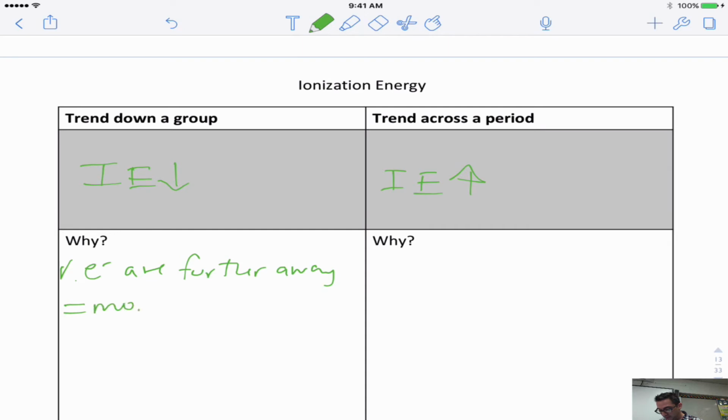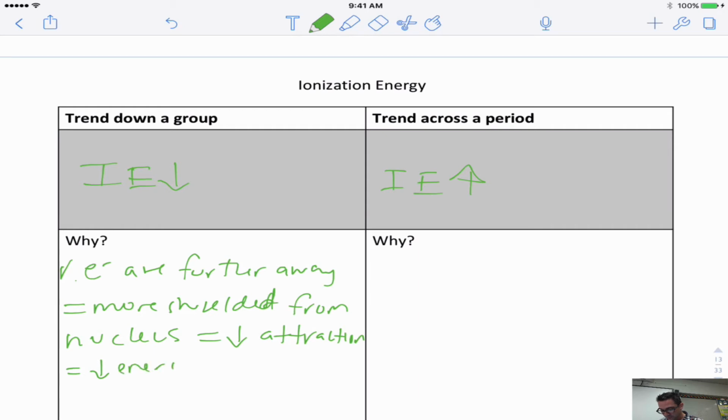They're more shielded from the nucleus. That equals lower attraction, and that means that you need less energy to remove it.